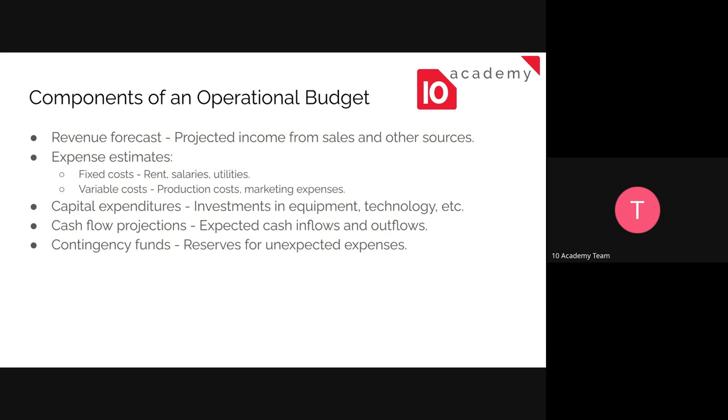Capital expenditure is when you purchase big machinery, or invest in big equipment, technologies, and so on. These are not small purchases, but rather big purchases that you need to be used for the long term. And cash flow projection is just the expected cash flow, like cash inward, which we call inflow, and cash outflow. Cash inflow and cash outflow are very, very important in business because they determine liquidity. Liquidity means how much cash you have in order to meet short-term obligations.